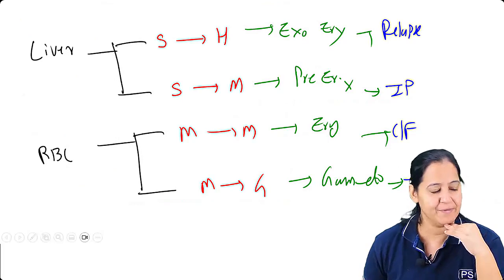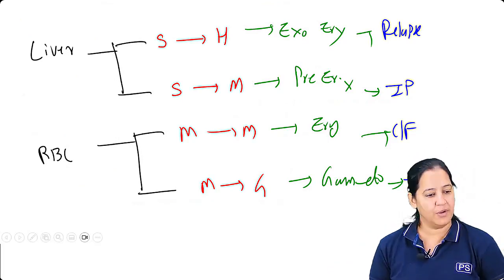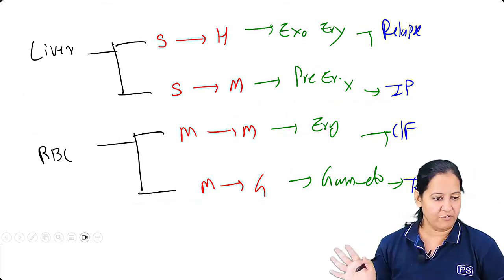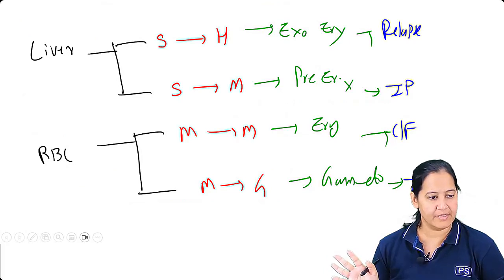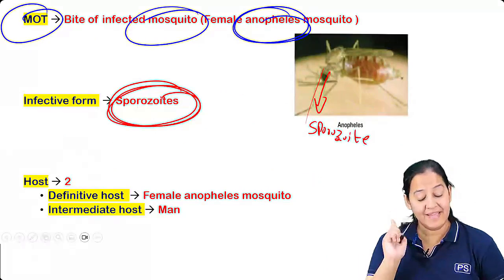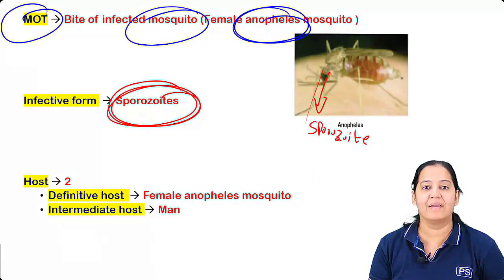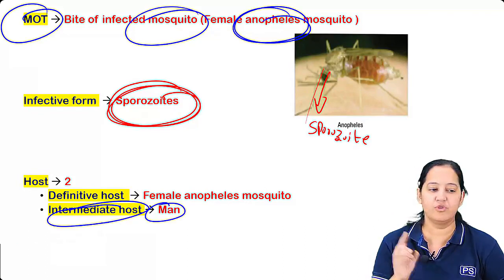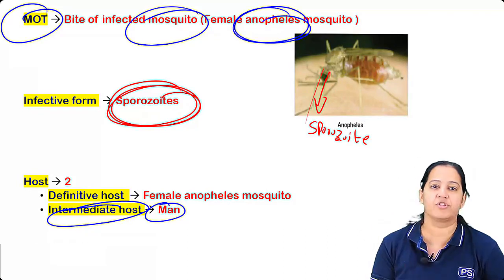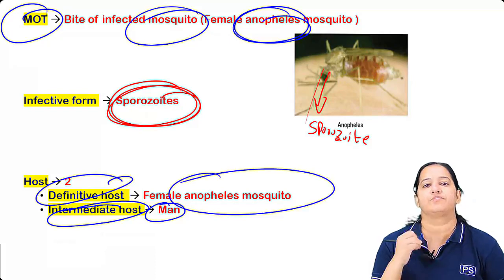Everyone, can I proceed? You get many questions from that. No confusion? Okay, can we go ahead? So this is the thing, please learn. Man is the intermediate host because fusion doesn't take place in man. It's a very important question. Definitive host is the mosquito.